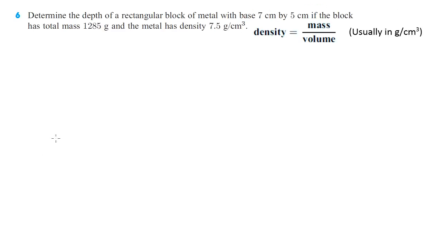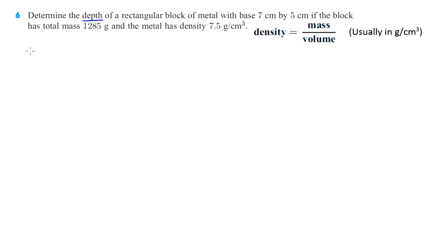All right, moving on to number 6. Determine the depth of a rectangular block of metal whose base is 7 centimeters by 5 centimeters, if the block has a total mass of 1285 and the metal has density 7.5. So if we're trying to figure out the depth, and we already have the length and the width, that's talking about the volume, right? So we know the density and the mass, so let's figure out what the volume is, and then we can use that to figure out what our depth is.